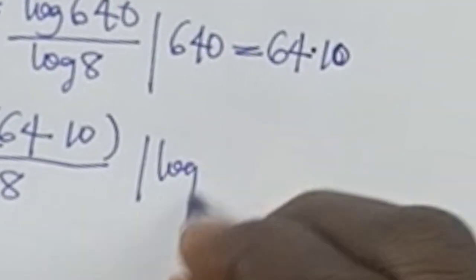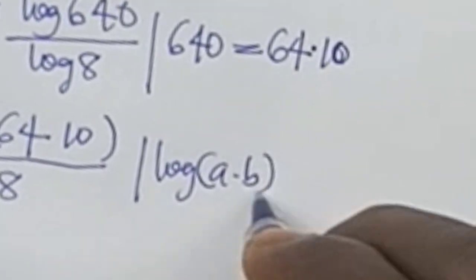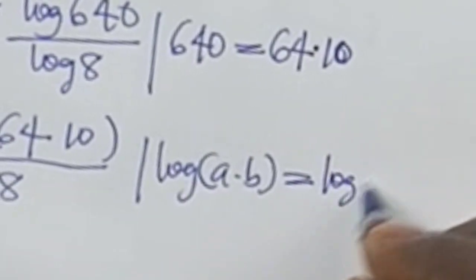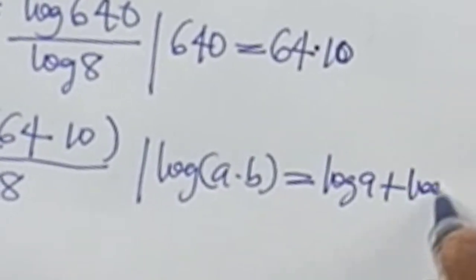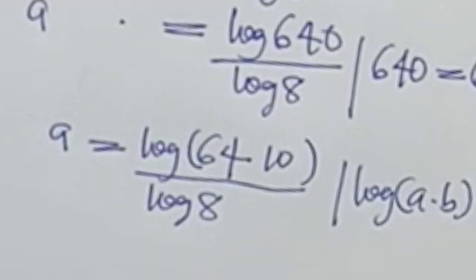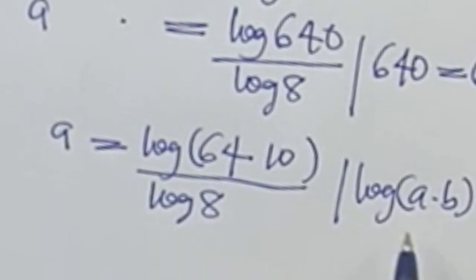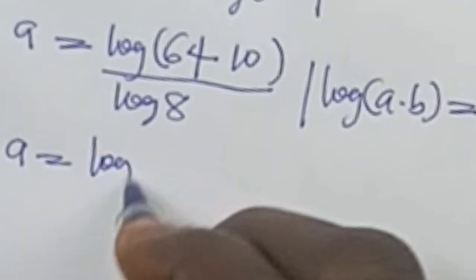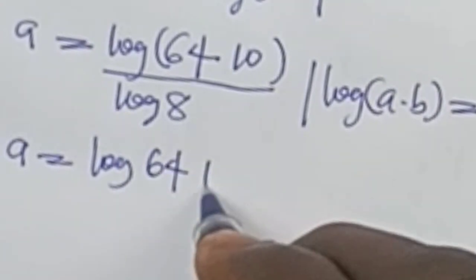But log of a times b can be represented as log a plus log b, and log of 64 times 10 is in the form of log of a times b. So we're going to write 64 times 10 in this form. The next line becomes a equals log 64 plus log 10 all over log 8.